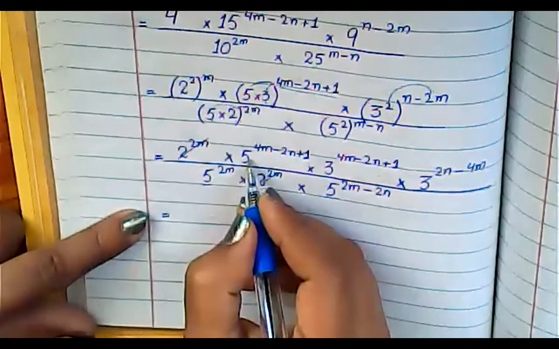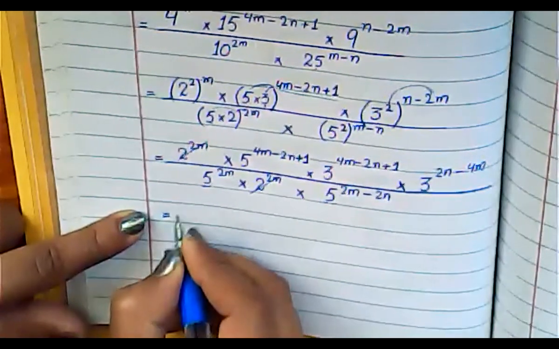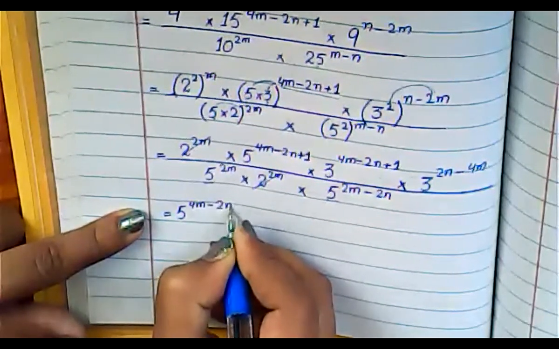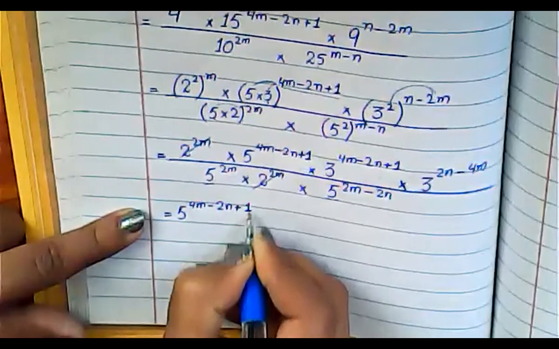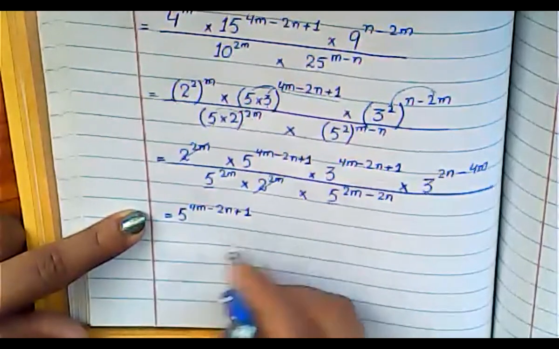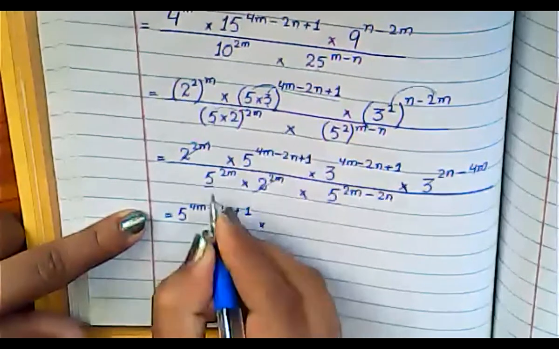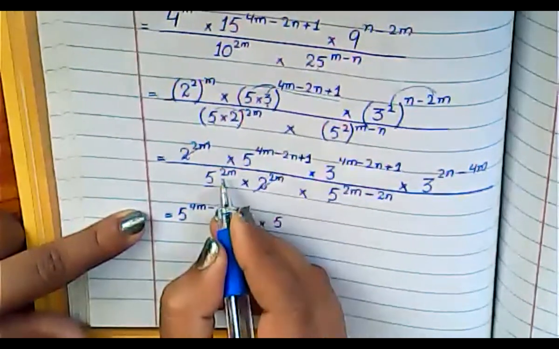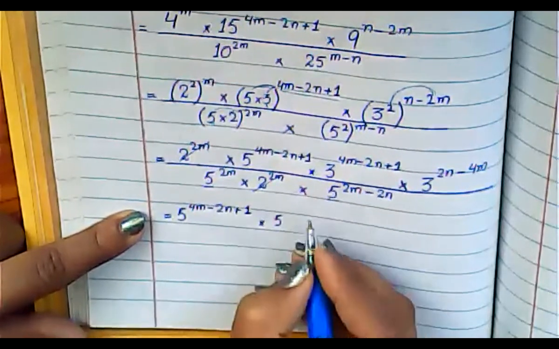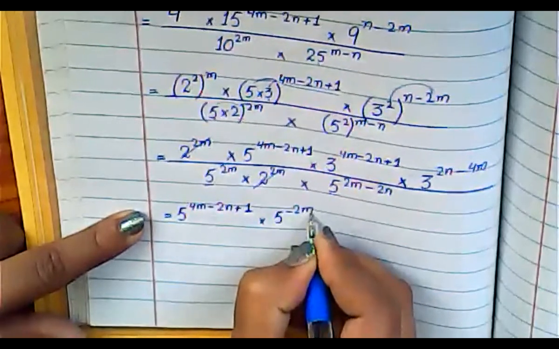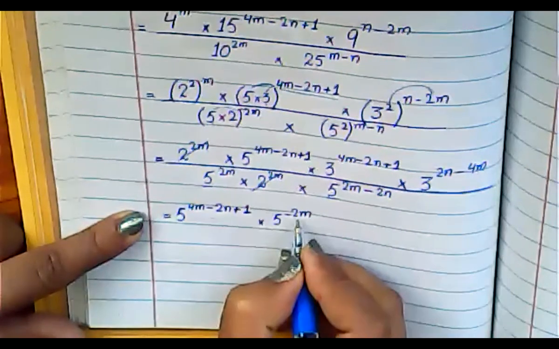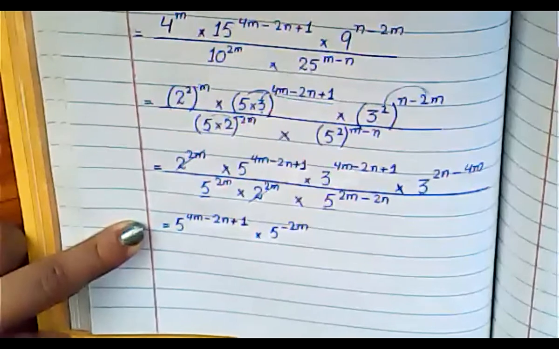Now I'm going to write it down, this one first, which is 5 to the power 4m minus 2n plus 1. Understand? Now I'm going to shift this 5 to the numerator side, or upward. So multiply by 5. Base will remain the same, but the power will become minus. Here it is plus, so when shifted upward, it will become minus 2m. Is it clear? Minus 2m. Write it down in the chat box. Is it clear?